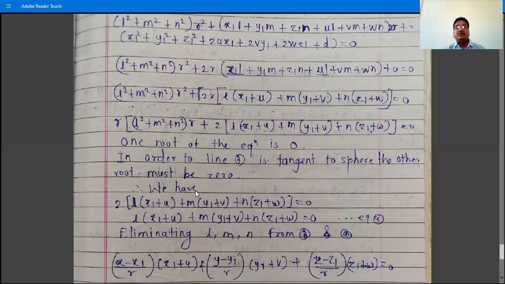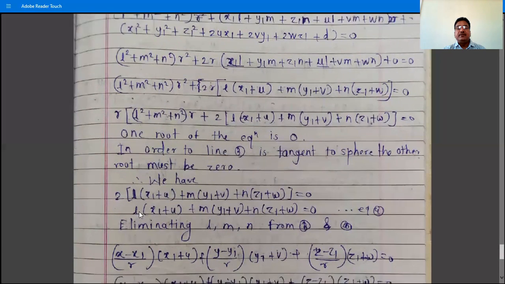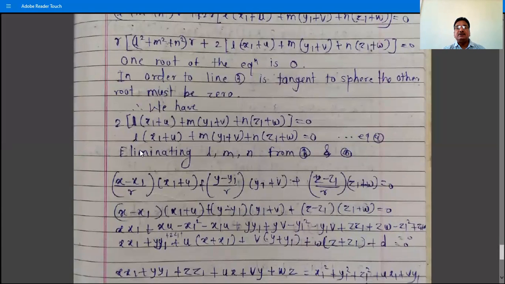And therefore, when the other root is 0, this quantity is 0, that is 2 in bracket l(x1 plus u) plus m(y1 plus v) plus n(z1 plus w) is equal to 0. So 2 is not equal to 0, shift 2 to RHS. We have l(x1 plus u) plus m(y1 plus v) plus n(z1 plus w) is equal to 0. Then eliminating l, m, n from 3 and 4.